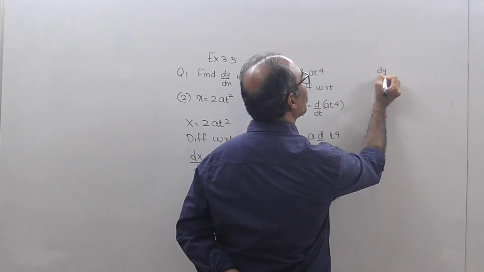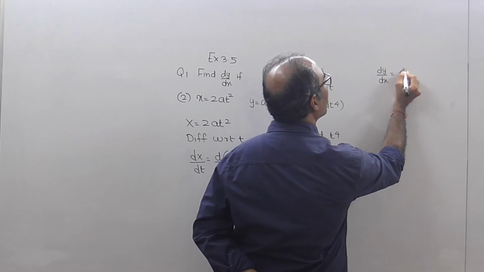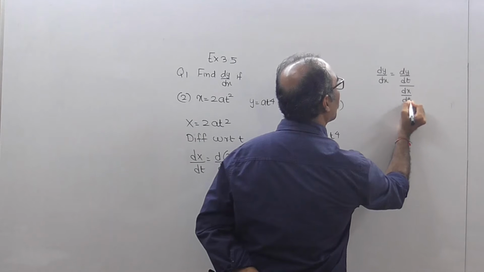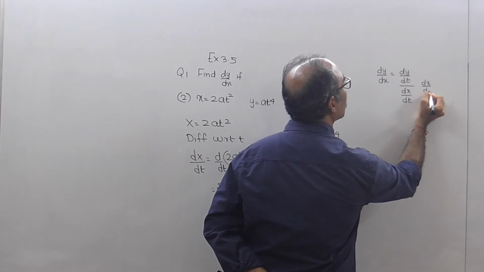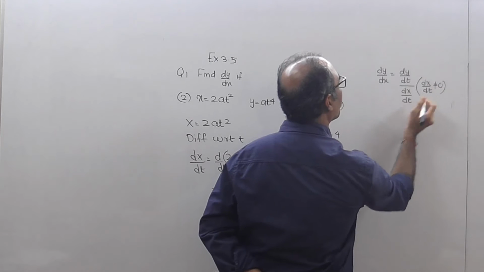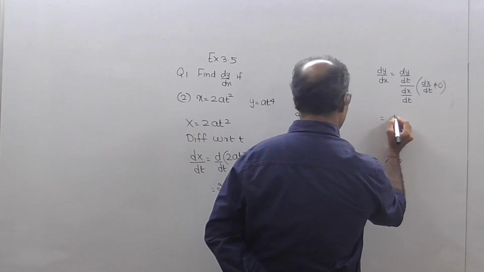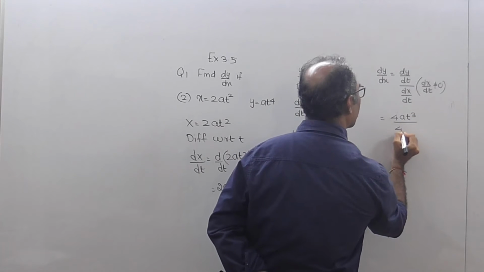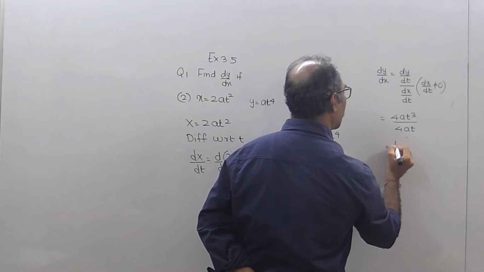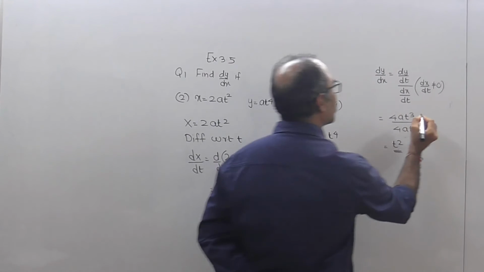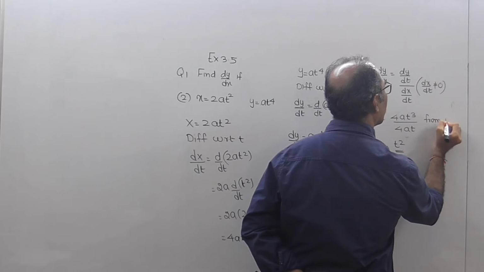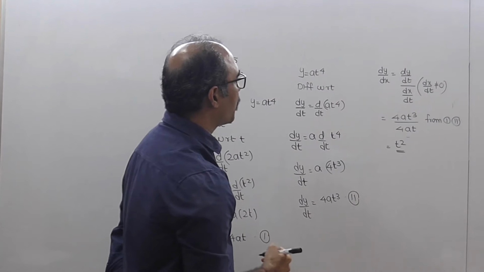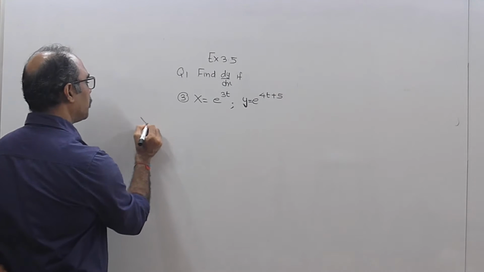We have to find the value of dy by dx. dy by dx is dy by dt upon dx upon dt, such that dx upon dt is not equal to 0. dy by dt is 4a t raised to 3, dx upon dt is 4at. I think the answer will be t square. This we can write here from 1 and 2.